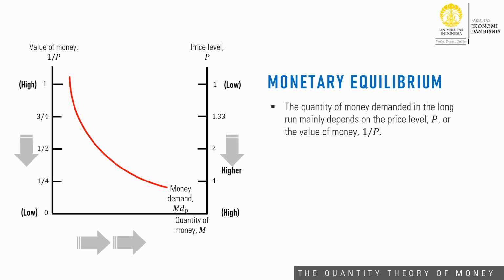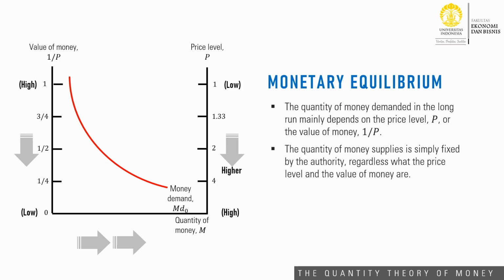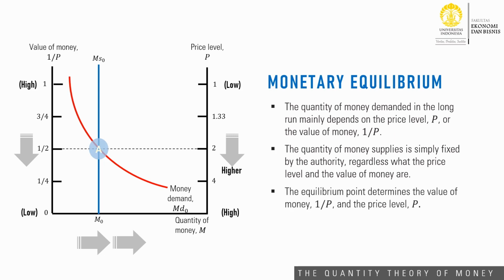How about the supply? When we're talking about the monetary system, we know that money supply is determined by the monetary authority and the banking system. To avoid complications and to make it easier to understand, we simply take the quantity of money supplied as a policy variable that the monetary authority controls. As a consequence, money supply is drawn as a vertical curve, suggesting that the quantity of money supplied is simply fixed by the authority, regardless of what the price level and the value of money are. And lastly, at the intersection point between supply of and demand for money here, the quantity of money demanded balances the quantity of money supplied. The equilibrium determines the value of money 1 per P and the price level P.